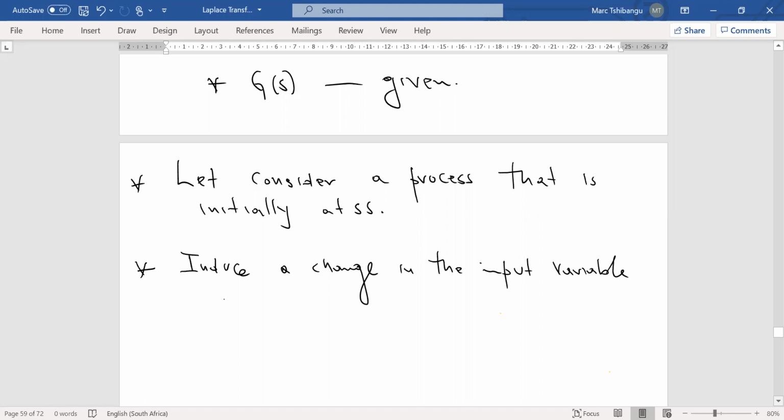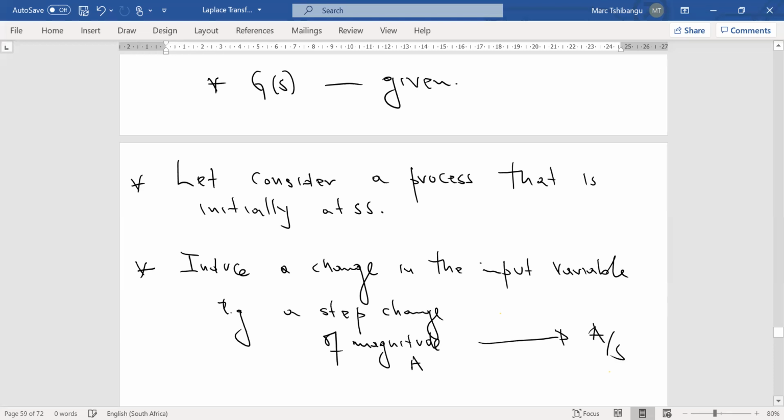So for example, a step change. All right, a step change of magnitude A, for example. You can take the Laplace transform, very easy, and it will be 1 over S.